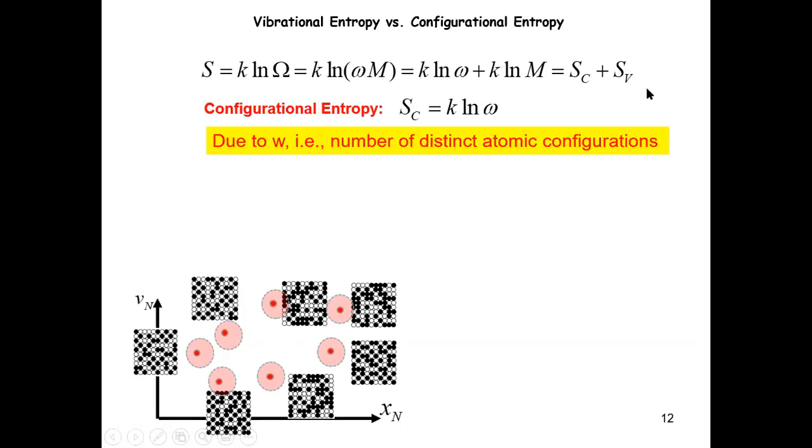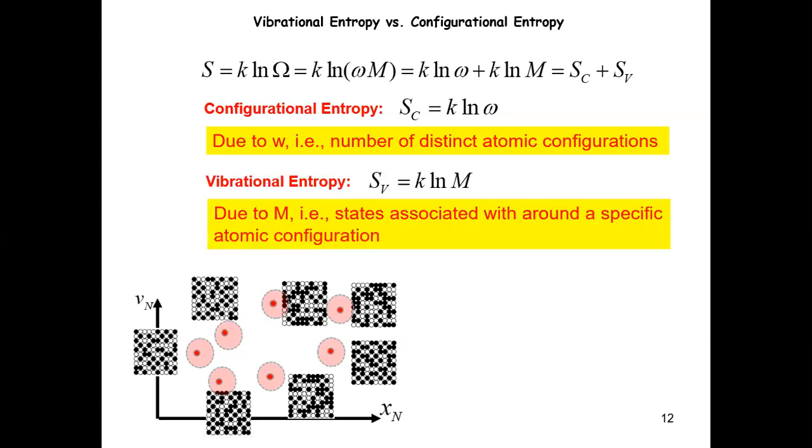Okay, so basically now we define this part as the configurational entropy, and this part as the vibrational entropy, for obvious reasons, because their contributions are from different sources, right? So for the configurational entropy, omega is the number of distinct atomic configurations, or you can call it structures or packings, but they're the same thing, right? And this vibrational entropy is due to the states associated with the vibration around a specific atomic configuration. Now, to write down this, we already assume that each of these atomic configurations has roughly the same number of vibrational states, so we can separate them.